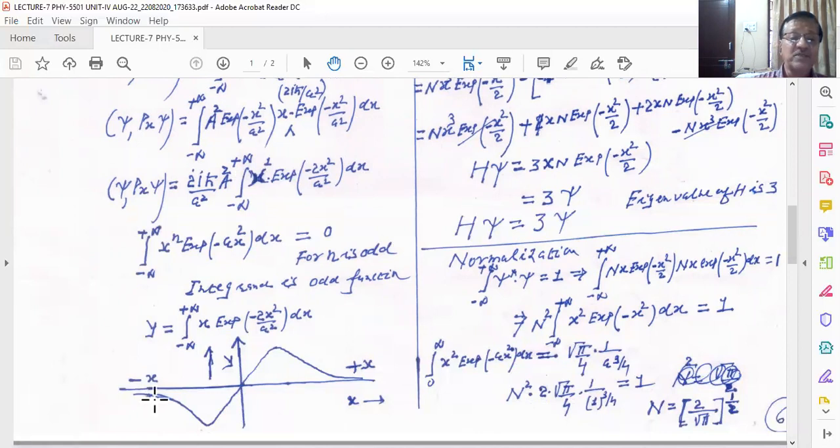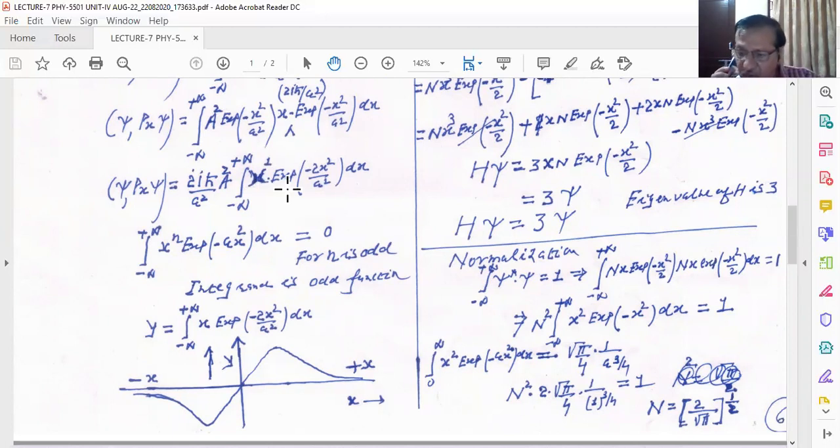And here you see I have drawn the graph. Look at this integrand which I consider here: x to the power of 1, exponential of minus 2x square.